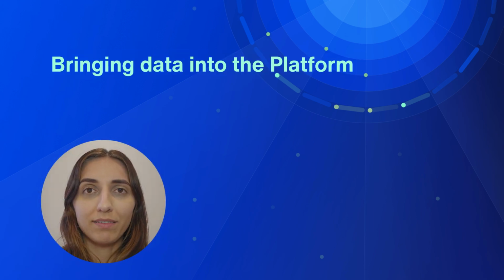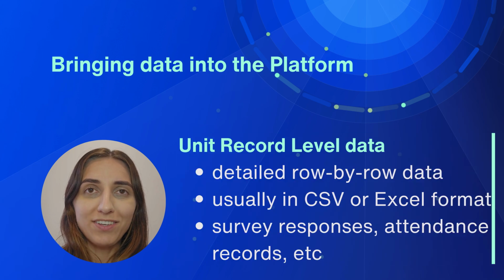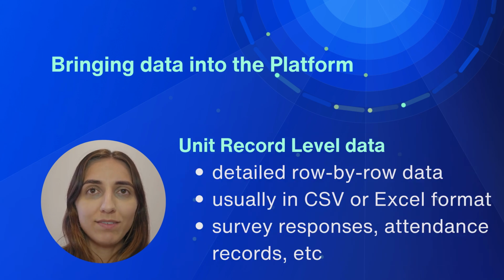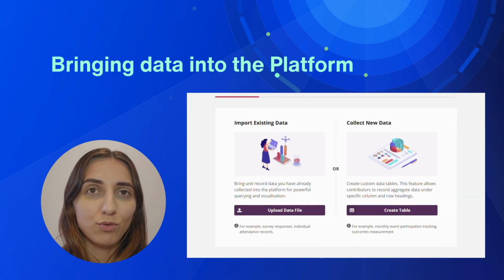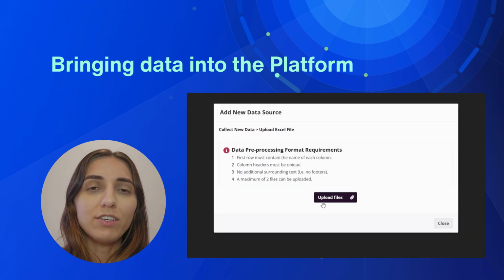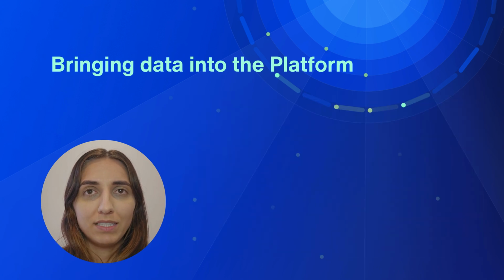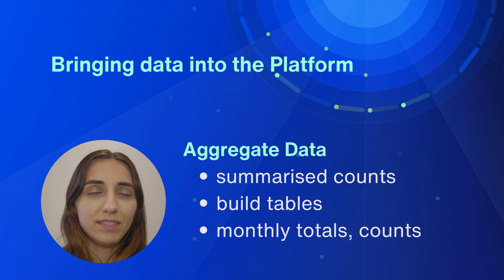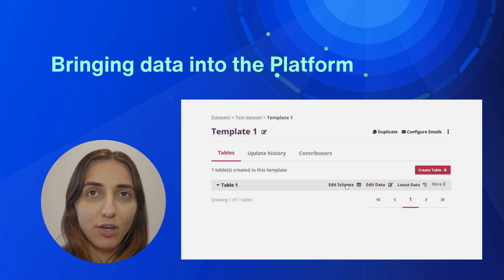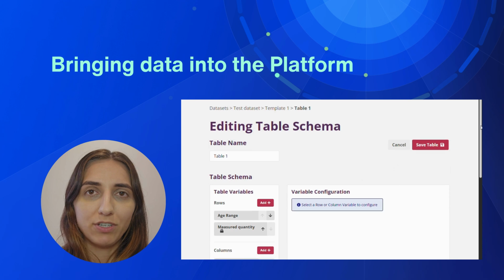Alongside open data, Seer also supports bringing in your organisation's own data. At a high level, there are three broad types of data you might work with. First, unit record level data, which is detailed row-by-row information like survey responses or attendance records. These are usually in the format of spreadsheets or CSV files. Second, there's aggregate data. This is summarised information like monthly totals, counts, or outcome measures.